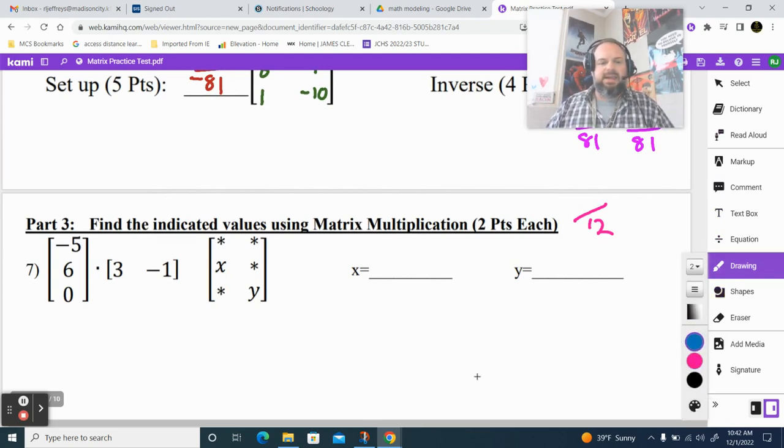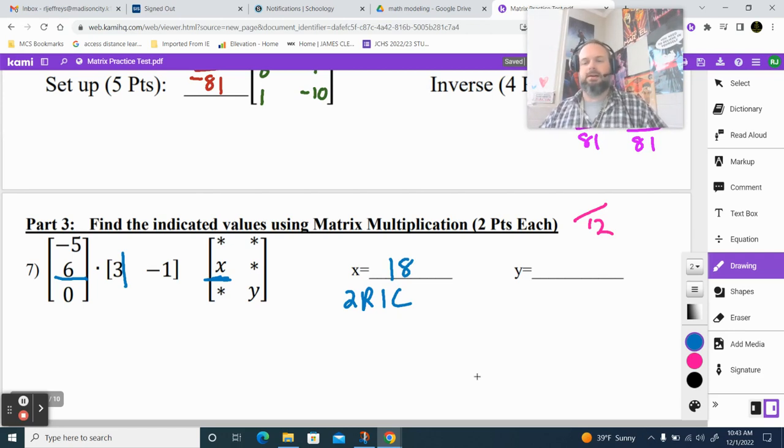All right, X is in this spot right here, which is the second row, first column. So I'm going to multiply the second row by the first column. What is 6 times 3? 18. Yes, say it with confidence. 18. All right. Y is in the third row, second column. So third row, second column.